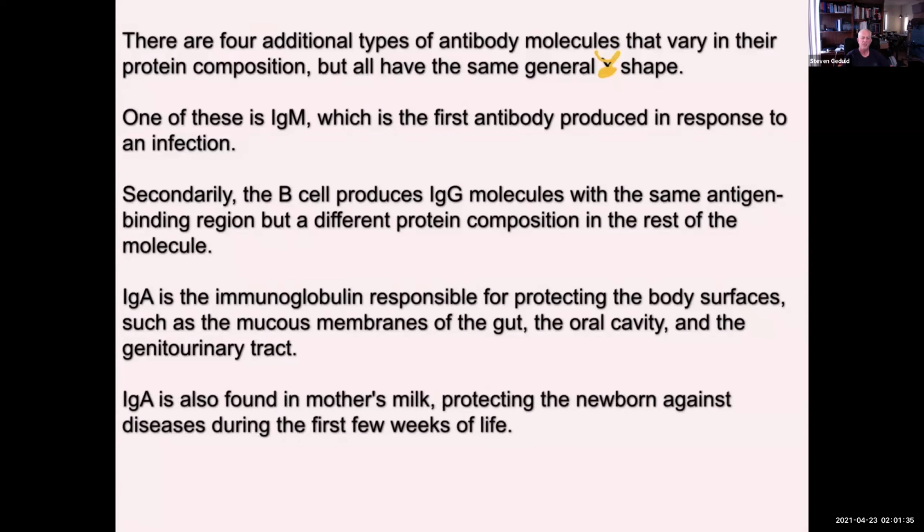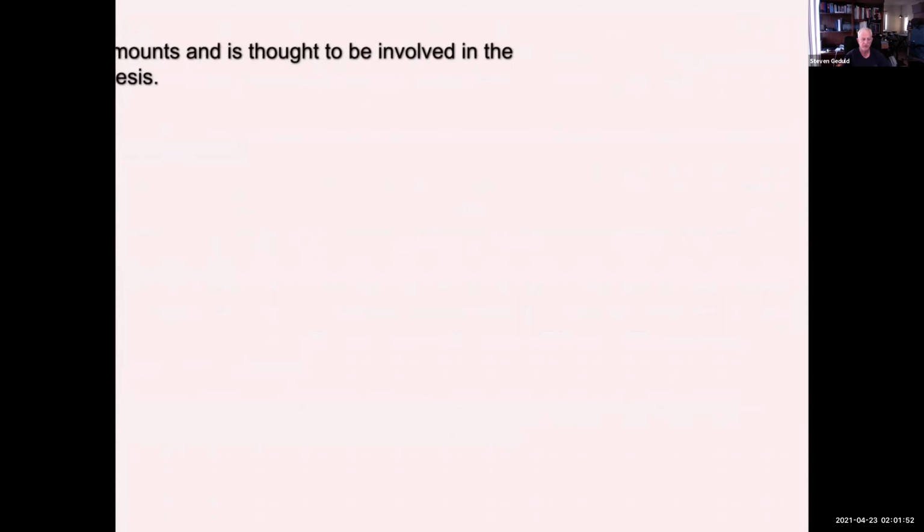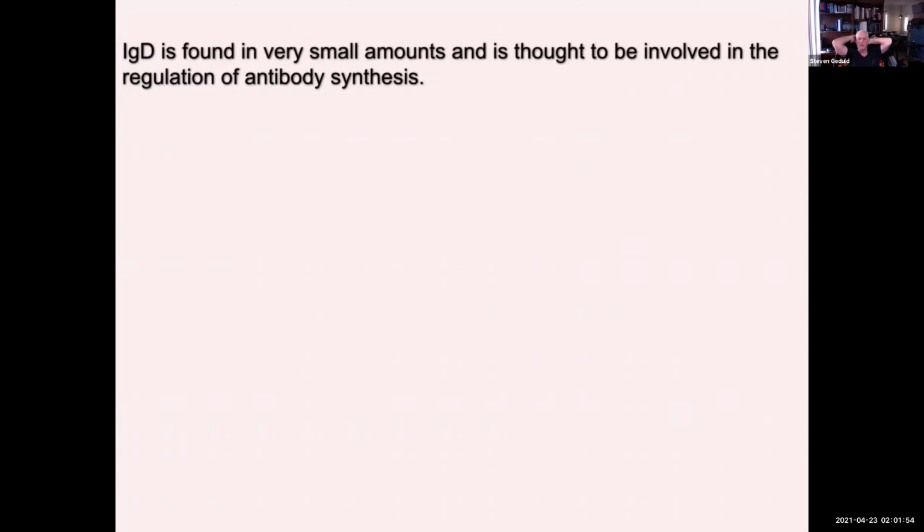IgA is also found in mother's milk, protecting the newborn against diseases during the first few weeks of life. That's why breastfeeding is important, because it transfers not only milk and nutrition, but also immunity, transferring the IgA antibodies that the baby can't produce yet. IgD is found in very small amounts. It's thought to be involved in the regulation of antibody synthesis and making more antibodies.